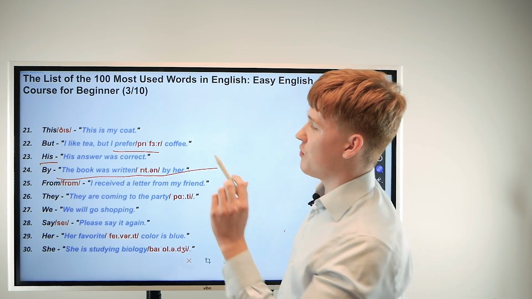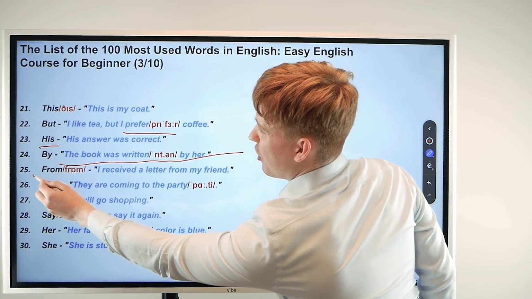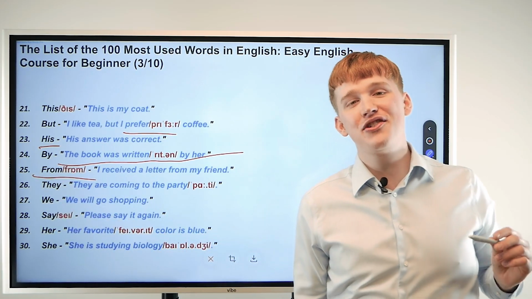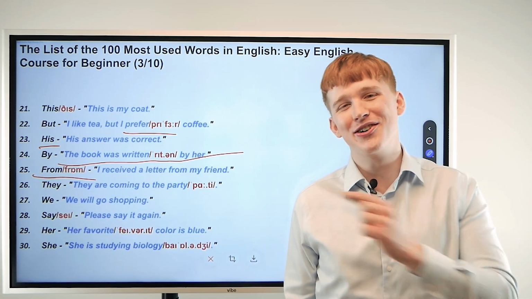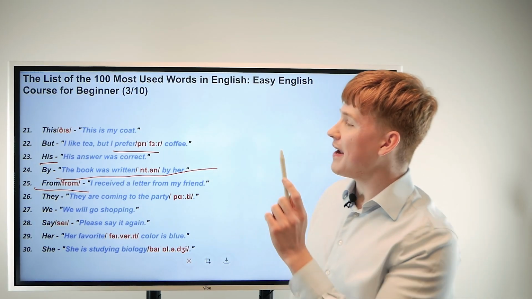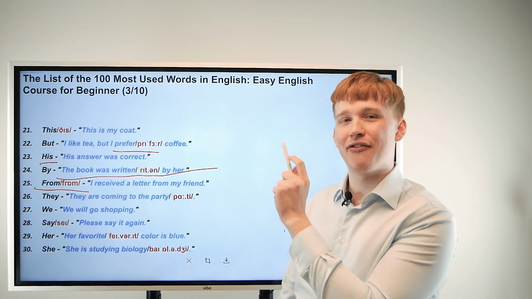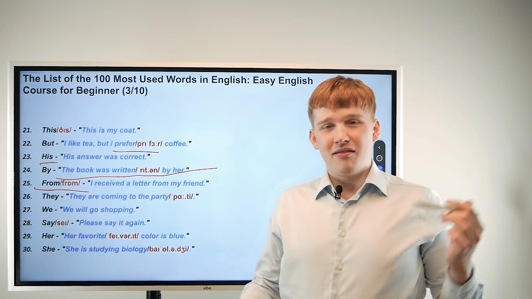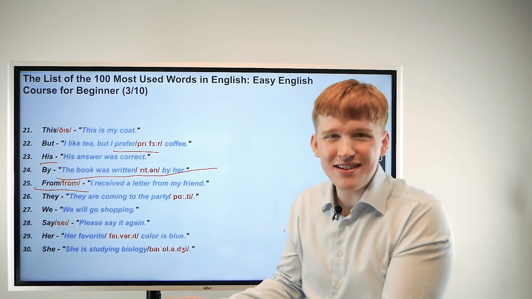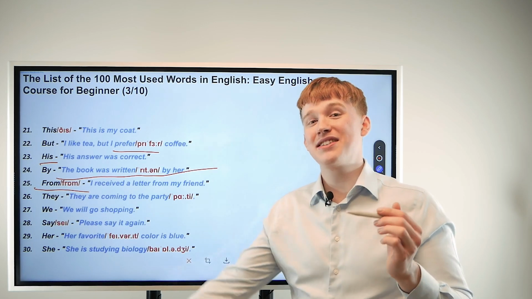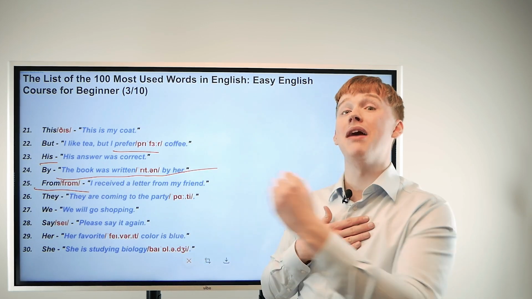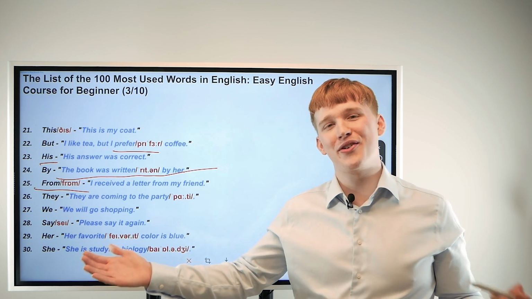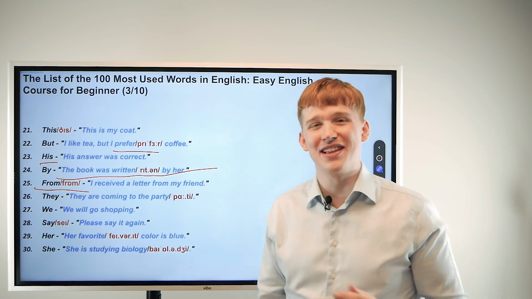Okay, good job. So next up we have the word from. From, can you say from? Good job. Okay, so I received a letter from my friend. That's great. So, did I send the letter to my friend? No. The letter was sent to me from my friend. My friend was the one who did the sending of the letter.